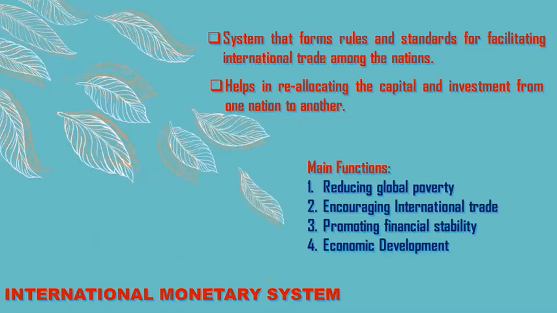As I said, the international monetary system forms rules and standards for facilitating international trade among the nations. So here, this is actually a result, an output. It helps in reallocating capital and investment from one nation to another. The movement of funds, maybe from the savers to the investors, right? That is happening not only within the national boundary. Here, the international monetary system facilitates it across international boundaries, right?